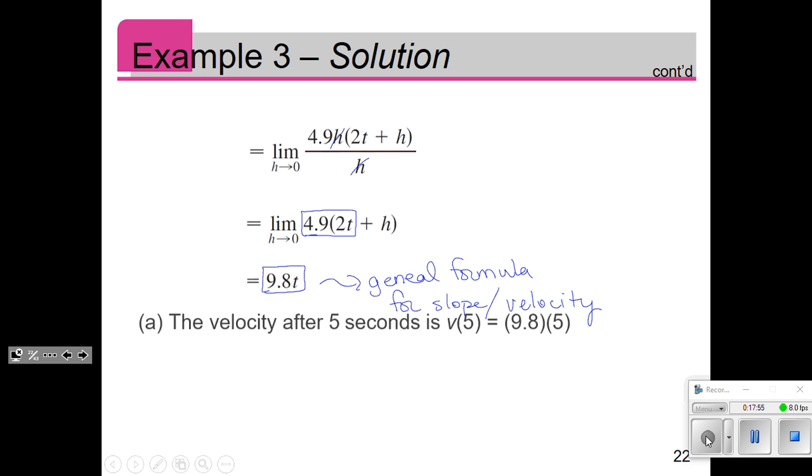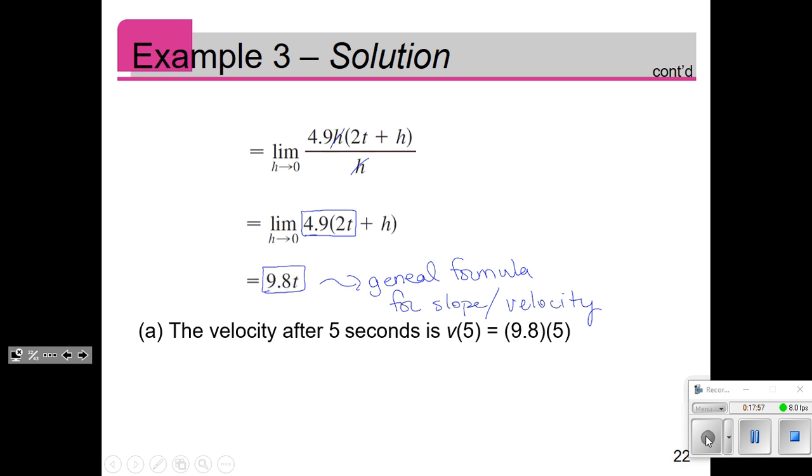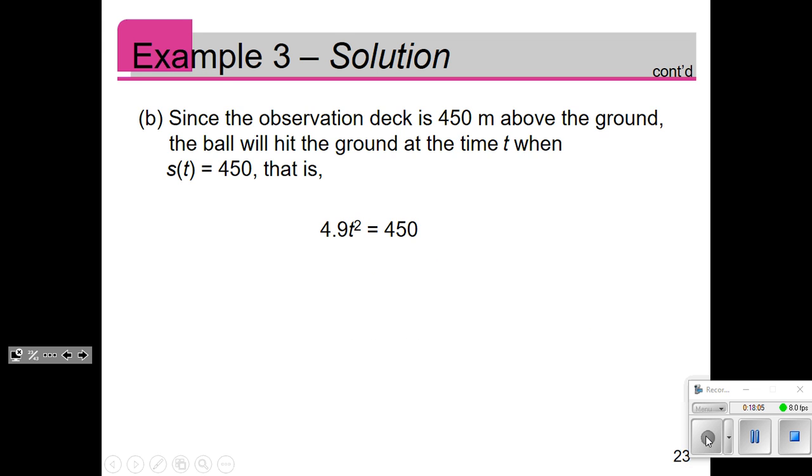Okay, so the velocity after 5 seconds is v of 5 equals 9.8 times 5. That's 49 meters per second. That's the velocity. Now, it says since the observation deck is 450 meters above the ground, the ball will hit the ground at the time t when s of t equals 450. They didn't tell us it was going to hit the ground after 8 seconds. Okay, they didn't tell us that. So we actually have to solve for t to figure out what that is.